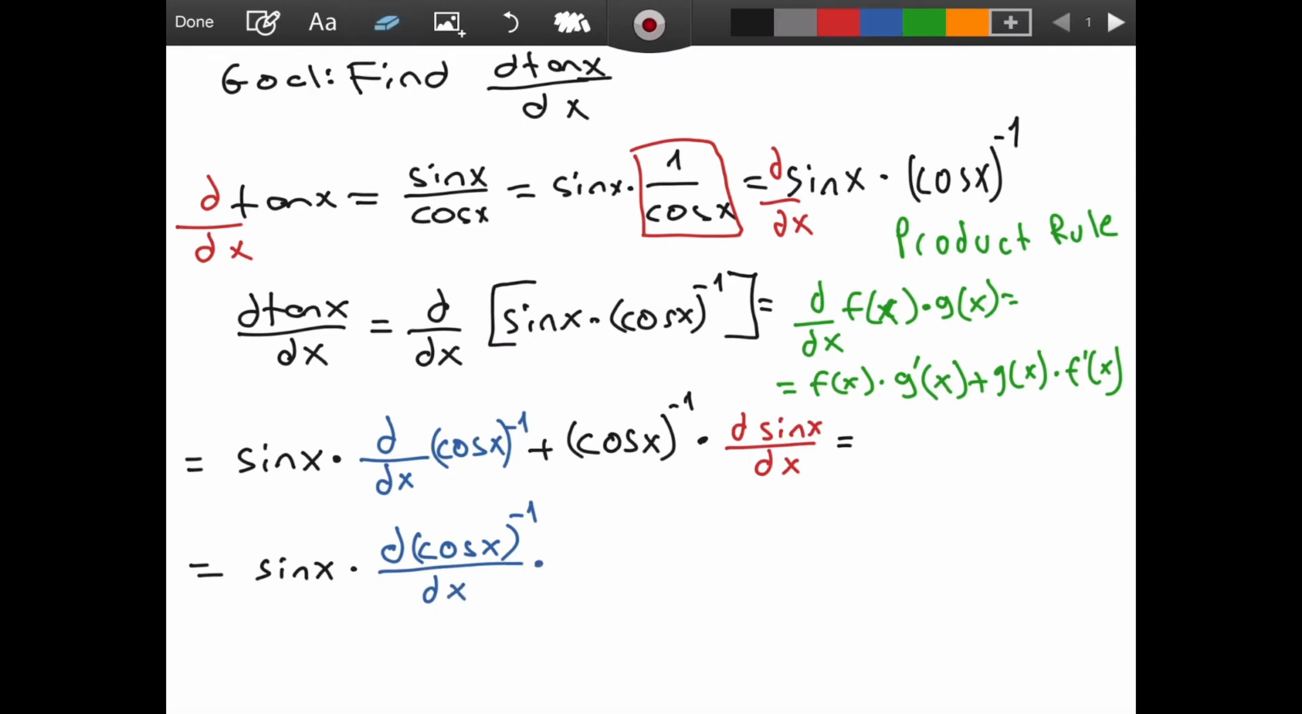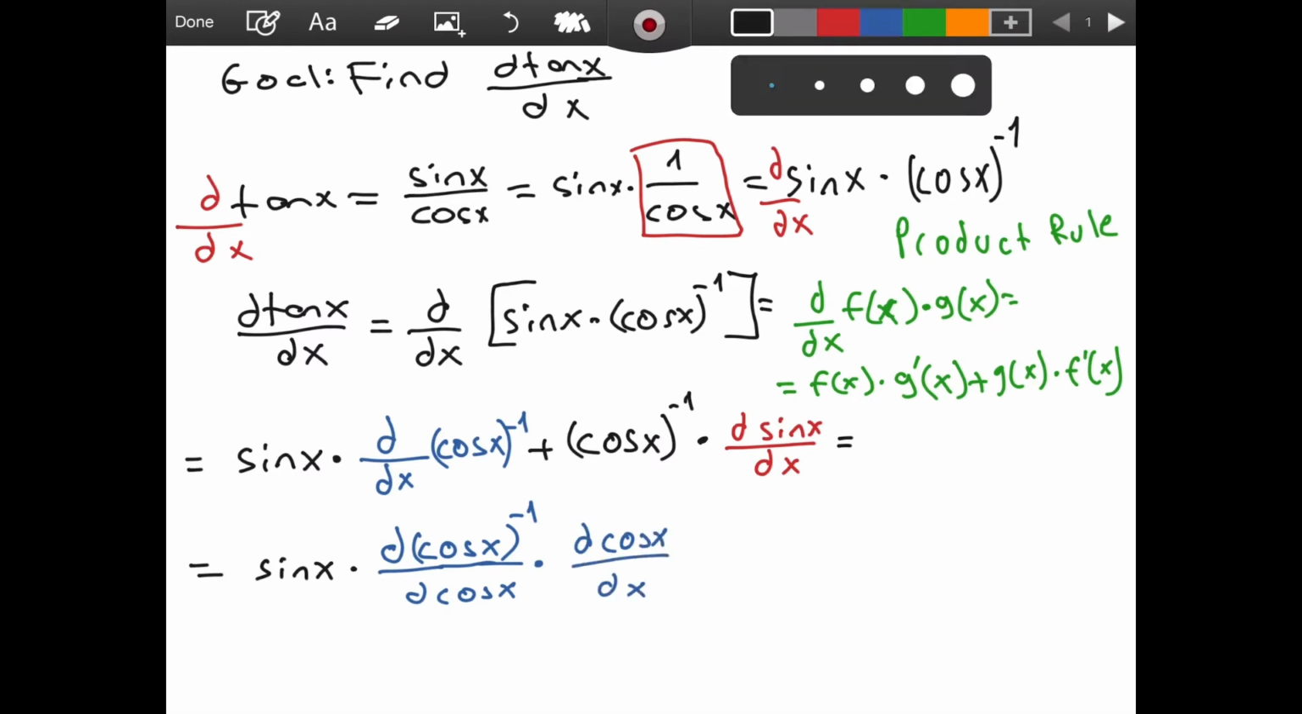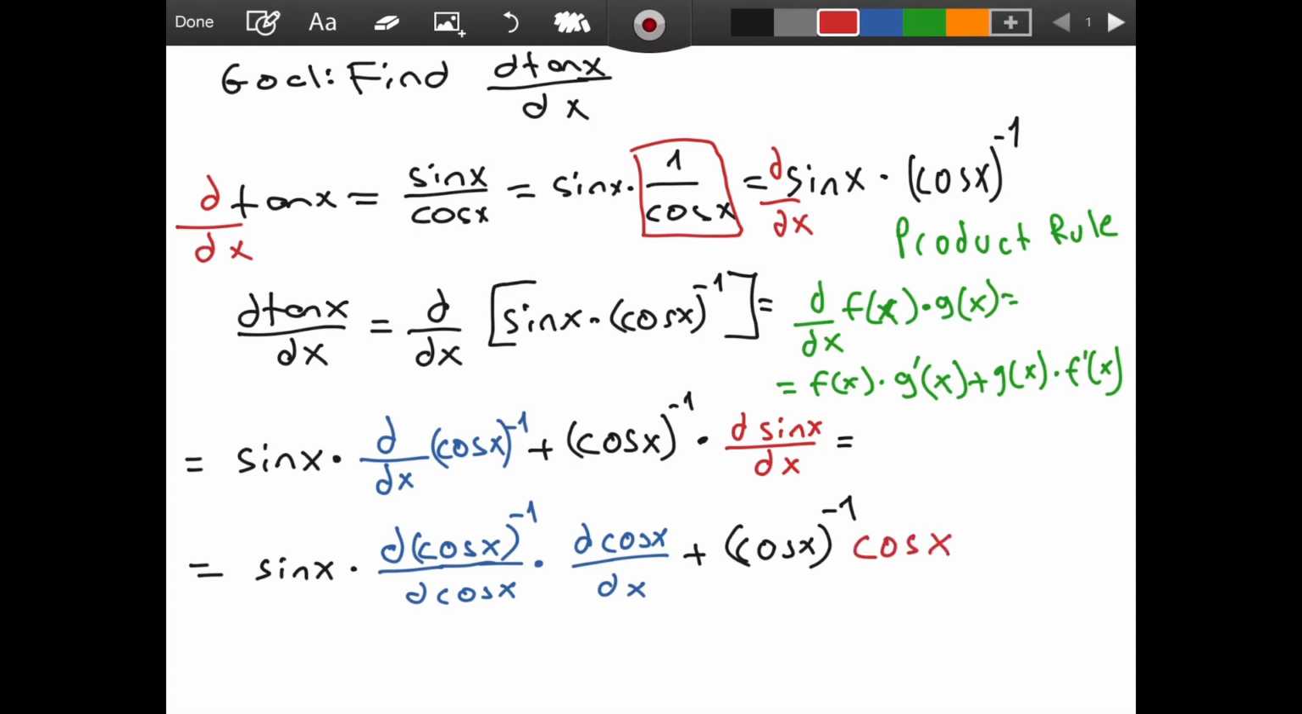Oops, I made a mistake there. Alright, there we go. Cosine of x times the derivative of cosine of x with respect to x. We put a plus, we still have the cosine of x raised to the negative first power. And what is the part in blue? The derivative of sine of x with respect to x. As you might know, in a previous video, we showed that this is equal to cosine of x. If you haven't watched that video, please go ahead and do so. And okay, let's continue. We still have sine of x times. What about this part?